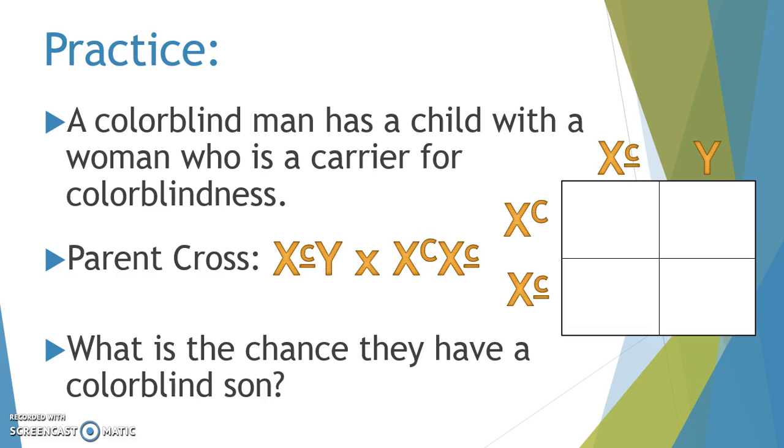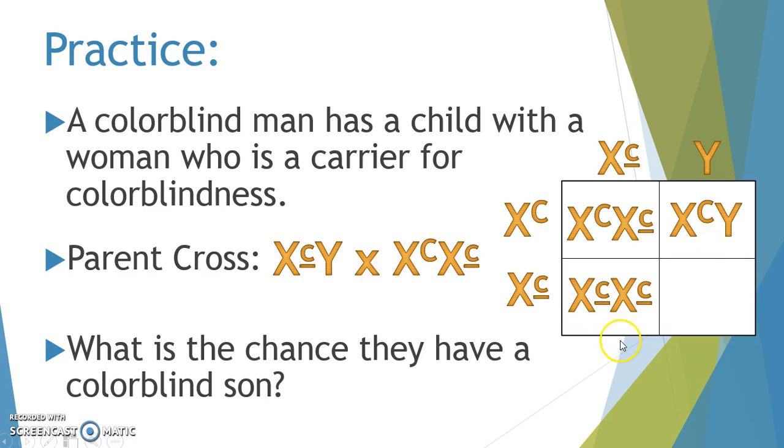You need to keep your X's first because it's alphabetical, and you need to keep your dominant alleles within your X's before any recessive. So in the first box, my genotype would be heterozygous for color blindness, so X capital C, X lowercase c. My second box, I would be X capital C, Y. My third box, I would be homozygous recessive. And my fourth box, X lowercase c, Y.